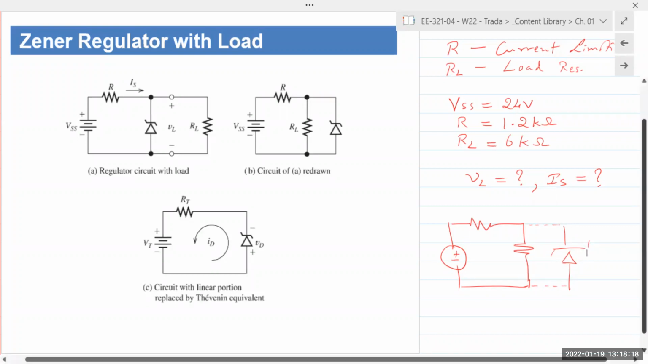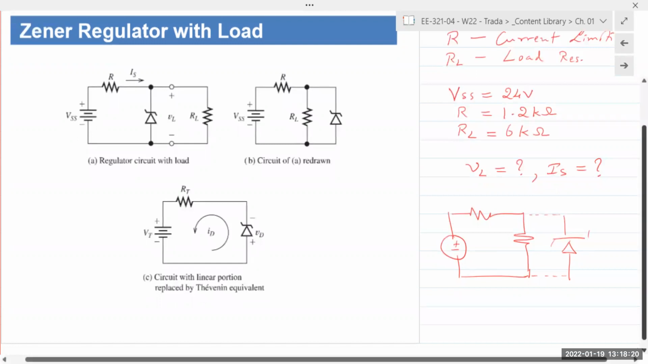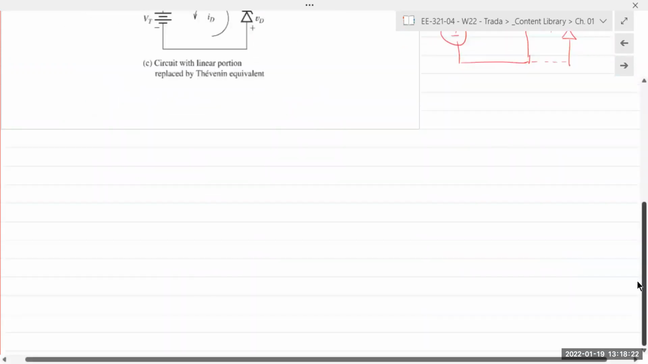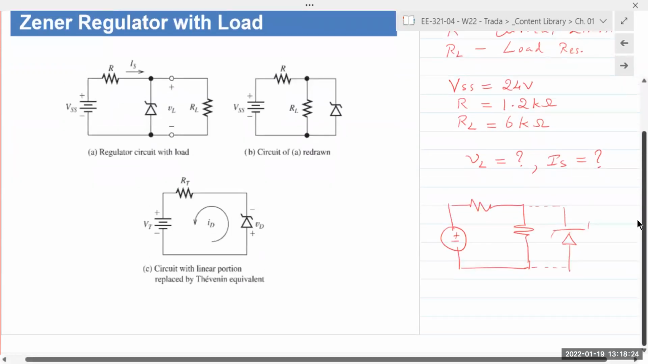But essentially what we're doing is we want to take this circuit. We want to take this circuit. We want to go from here to here. And then from here to here. That's what we want to do.